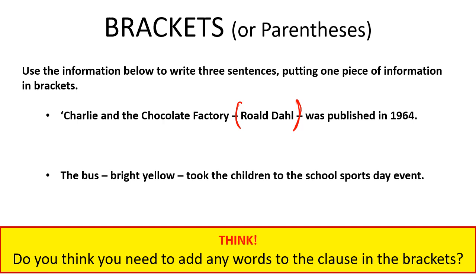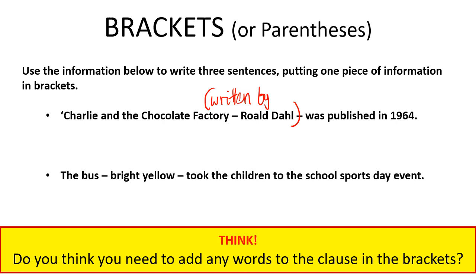So we have to think, do we need to add any extra little words so that this information in the brackets will make sense? Well, Roald Dahl was the writer. So how about this? Charlie and the Chocolate Factory, open brackets, written by Roald Dahl, close brackets, was published in 1964. Now it makes complete sense, even with this additional information. Look at the next sentence.